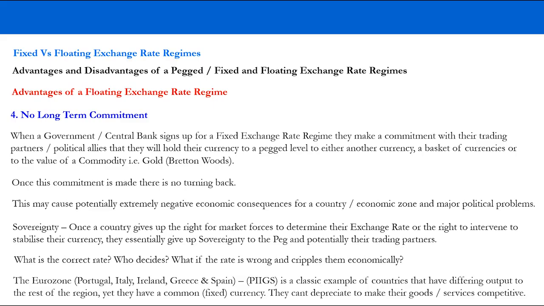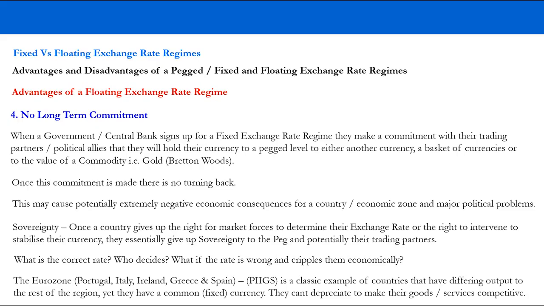And once a country gives up the right for market forces to determine their exchange rate or the right to intervene to stabilize their currency, they give up this sovereignty to the peg itself and potentially to their trading partners. Also, there's always the issue of setting the correct rate. So what is the correct rate? Who actually decides that? And what if the rate is wrong and cripples your country economically? All these questions cannot be answered until you give up your sovereignty.